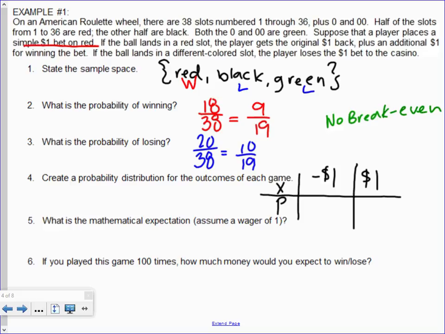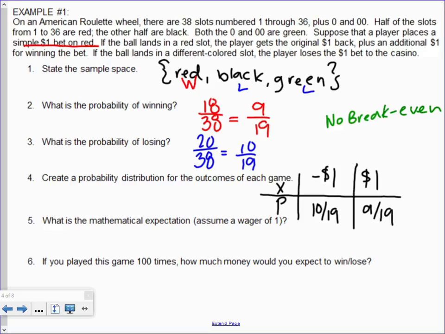Can I ever get to 0 in this game? No, I have no break-even point, so that's not part of my distribution. Assign the correct probabilities. Losing the dollar is 10 over 19. Winning the dollar is 9 over 19.